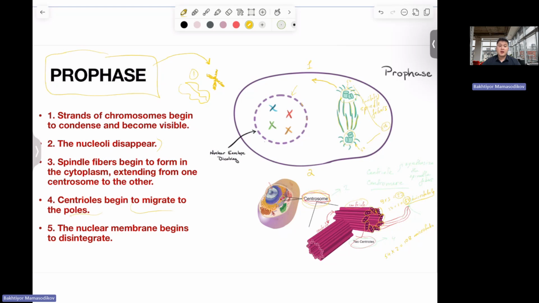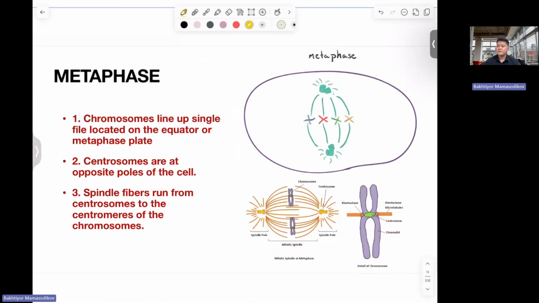Strands of the DNA becoming condensed. Now you can see the X-shaped chromosome. Nucleoli disappear. Nuclear envelope is disappearing. Spindle fibers are beginning to form. Okay, and the centrioles are migrating to the poles. 5 main things which are happening. So there are 2 or 3 additional things which are happening in the meiosis. We will talk about it a little bit later.